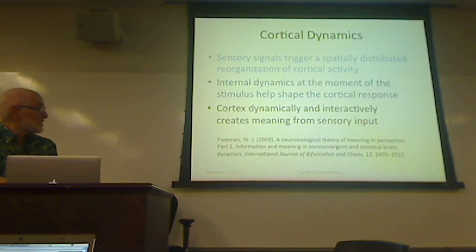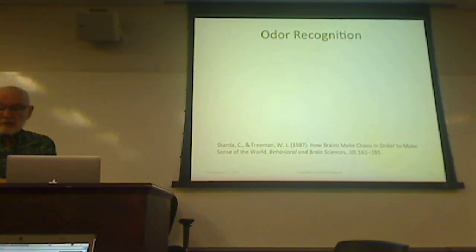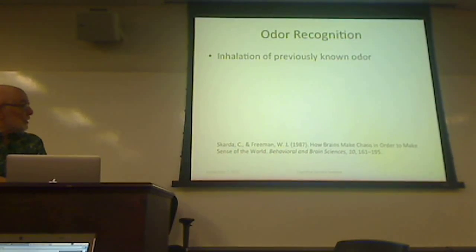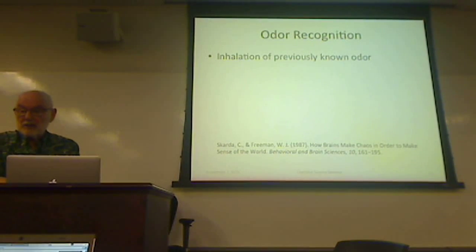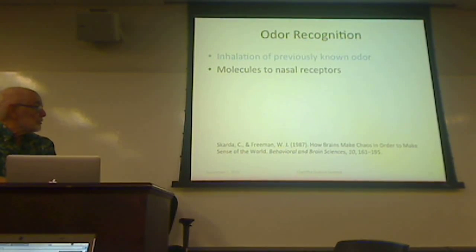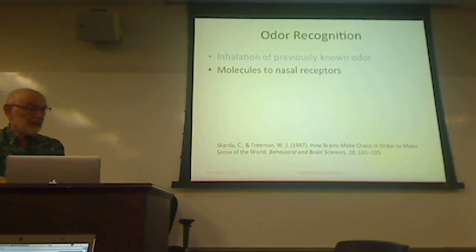Let me give you an example of this. How about odor recognition, which is what Freeman and Skarda did, and how brains make chaos in order to make sense of the world, which I thought was quite a neat title. So what happens with odor recognition is that you get inhalation of a previously known odor. By the way, notice that this is happening with each breath, so it's happening quite frequently. Molecules from the odorant manage to latch on to appropriate neural receptors, the ones where they're the key to that lock, kind of a thing.